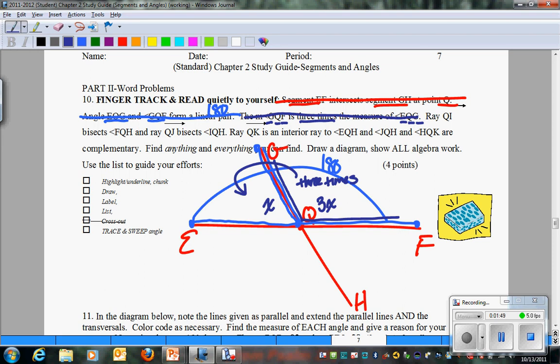Okay. Russell, read the next little section. Ray QK is an interior. Okay, we're up a line. You see right here? Ray QR bisects angle FQA. Okay, stop right there. Because see the word and? That should be a chunk. So we trace FQH is being cut in half by QI. And when it says bisect, what kind of notation should you have there? The hatch marks, yes. Hatch, hatch. Cross it out.